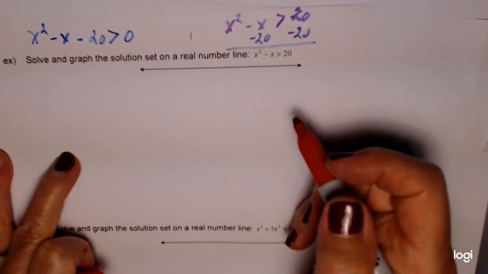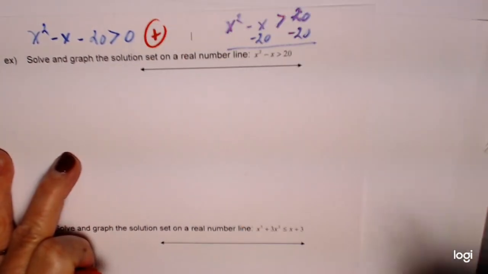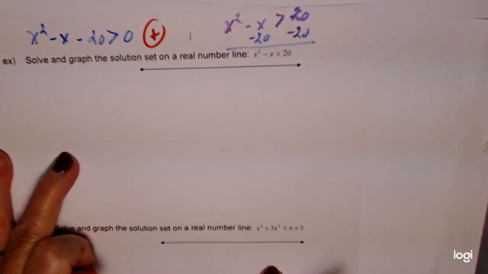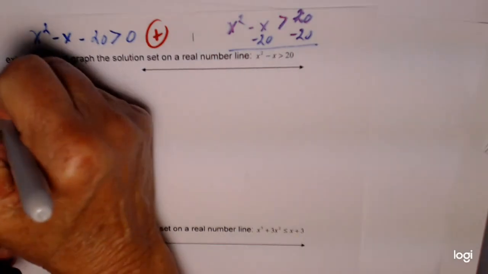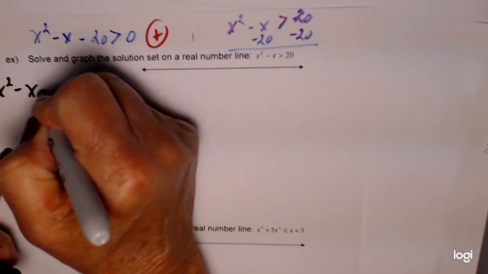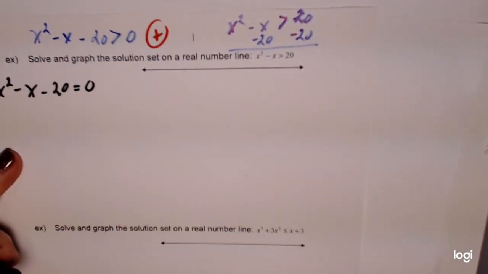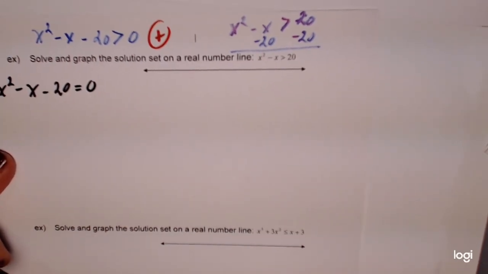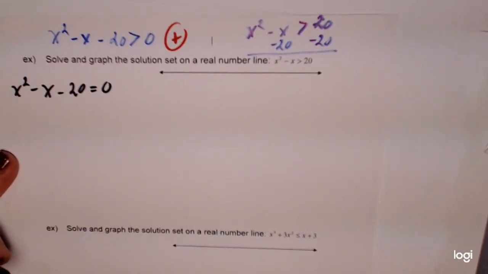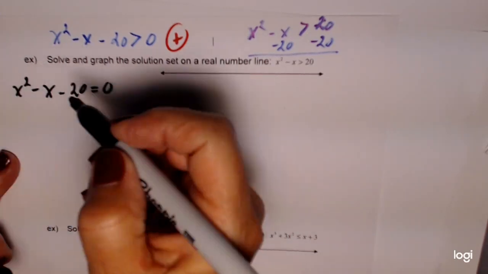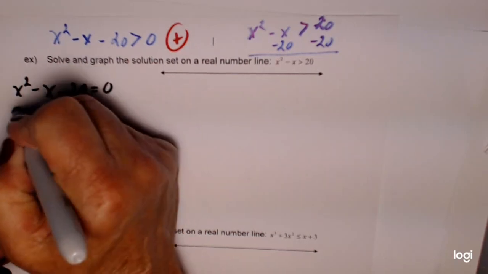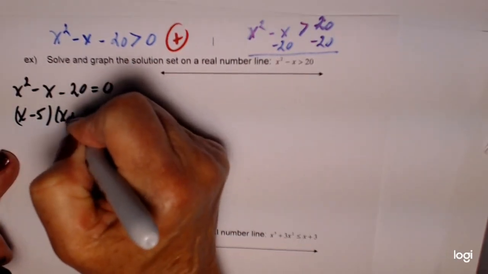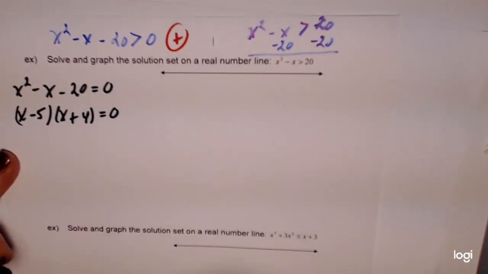Any numbers bigger than 0, we're looking for positive numbers. So we're going to be looking for positive intervals here. First step, we take our inequality, x squared minus x minus 20, and we make it into an equation. And now we solve the equation by factoring. So we have x minus 5, x plus 4 equals 0.